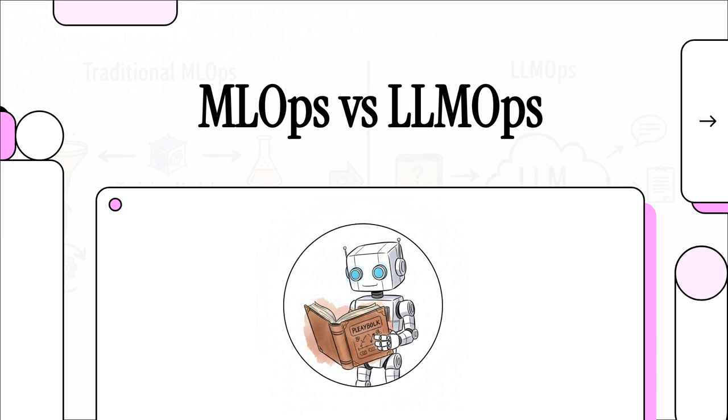anymore. In this explainer, we're going to meticulously map out the exact delta between traditional machine learning operations, good old MLOps, and this wild new world of large language model operations, or LLMOps. We are breaking down exactly why your existing infrastructure desperately needs an upgrade to handle the chaos of generative AI.